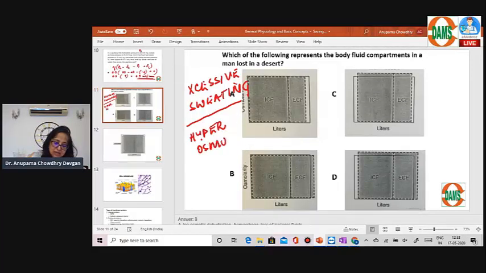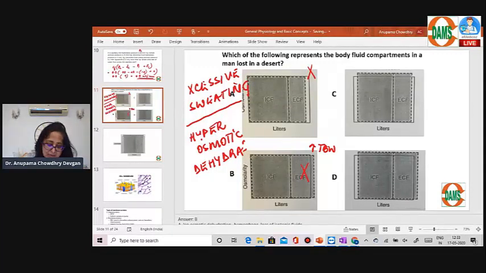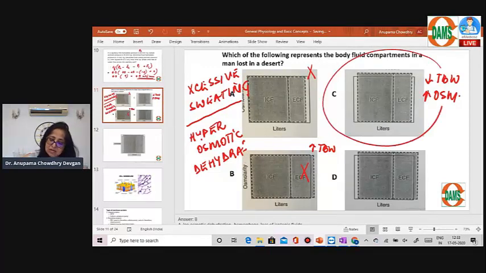Hyperosmotic dehydration. That means there has to be a decrease in total body water and osmolarity must rise. Now, remember, the dotted line is the change. This is a decrease in total body water, but no change in osmolality, so this is not it. B is an increase in total body water with no change in osmolality, so this is not it either. This is a decrease in total body water and an increase in osmolality. Yes, so this is your hyperosmotic dehydration. Right? So your answer is C.